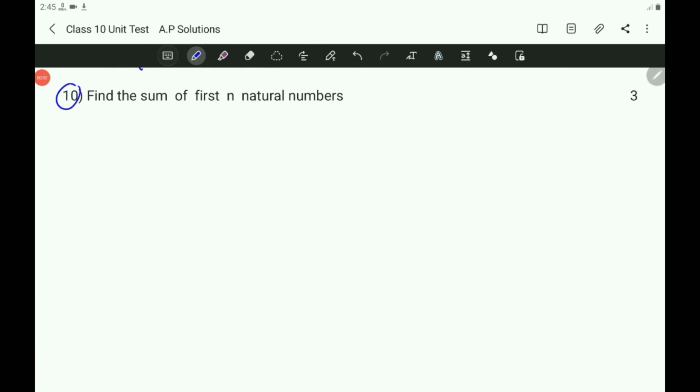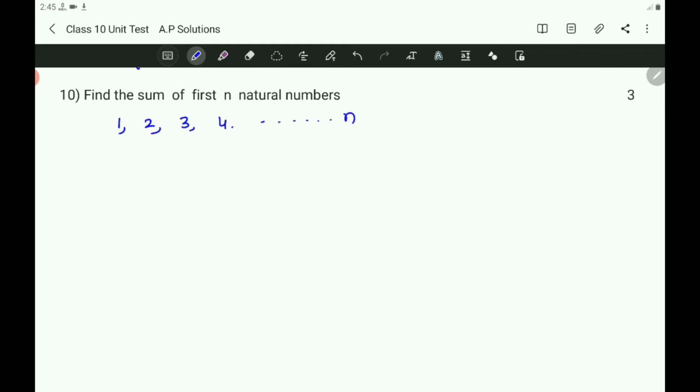Now you take the 10th question. Find the sum of the first n natural numbers. So you write the formula for the sum of first n natural numbers. Before that, you take the natural numbers are 1, 2, 3, 4, so on to n. Know that the counting numbers are called natural numbers. It starts from 1 and the last natural number is n. N may be any value. Now here the question is to find the sum of the first n natural numbers. So we have to take the numbers starting from 1 and ending at n. Then as usual you write the values of a, d and n.